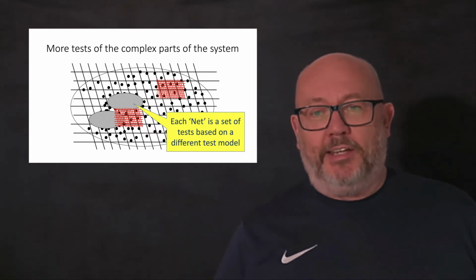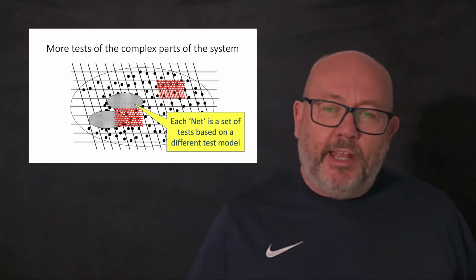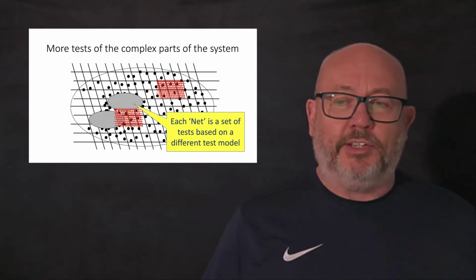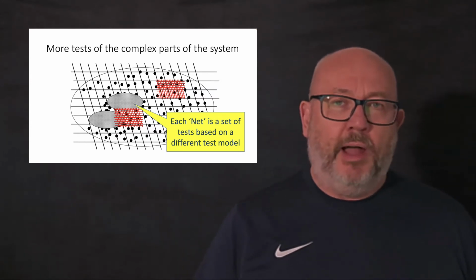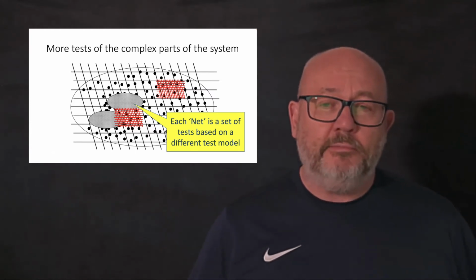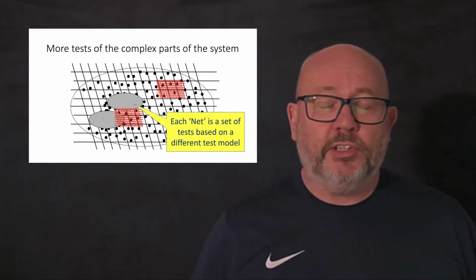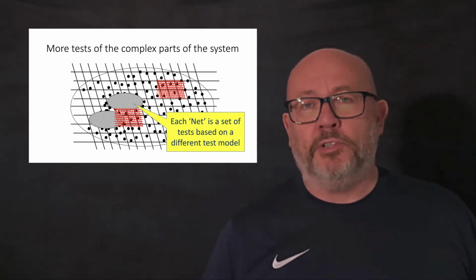So each net that we've got on this graphic represents a set of different tests based on a different test model. And the developer test models might refer to the structure of the code in the system. The business user models will tend to look at user journeys or the business process.